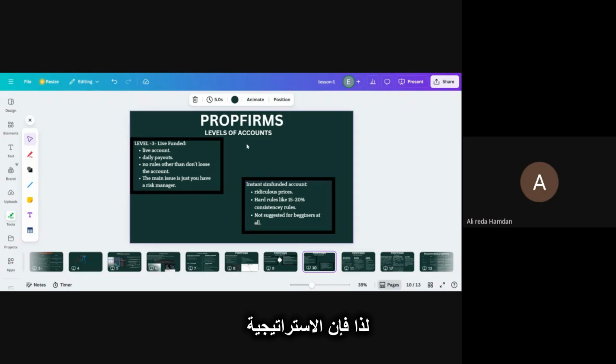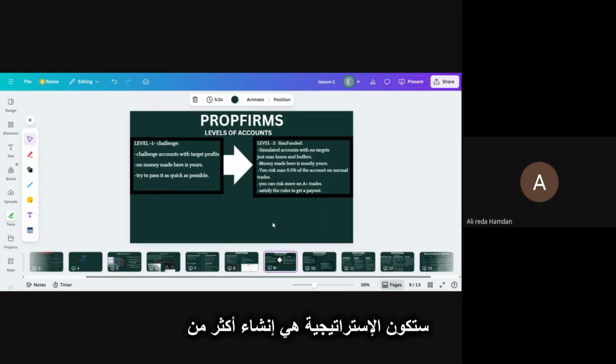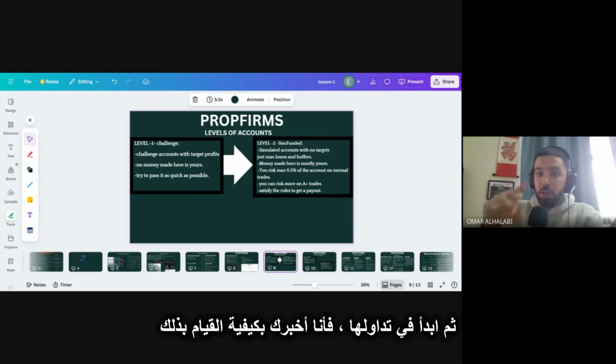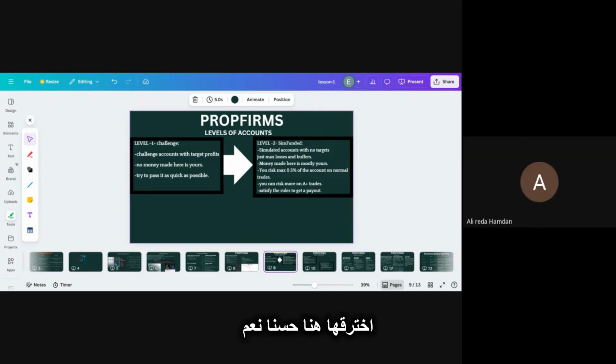So the strategy would be is to create more than one funded account. Exactly. And then go to the next level. And then start trading them. فهمت شلون؟ هيك. Clear. Alright.